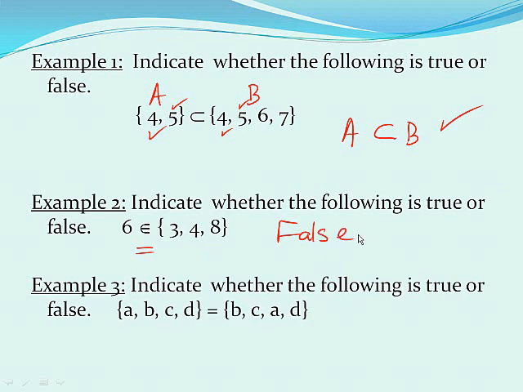Example 3. Indicate whether the following is true or false. The set {A, B, C, D} equals the set {B, C, A, D}. Notice that the members are the same except that they are listed in different order. So that is allowed in a set. These two sets are equal. So this will be true.